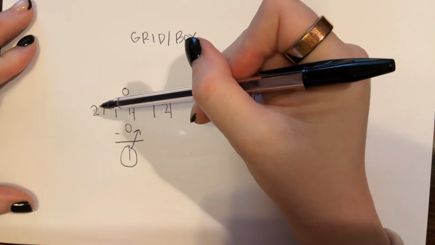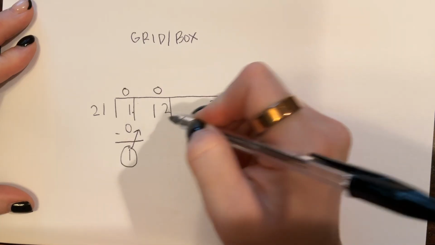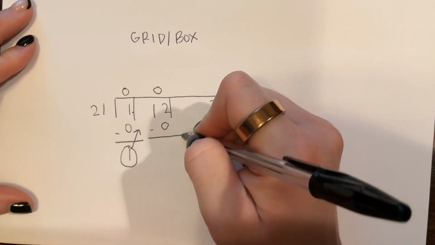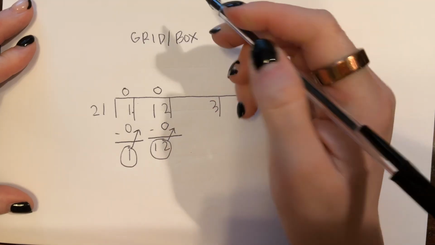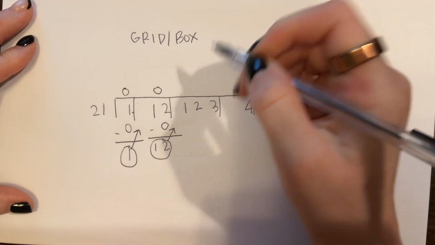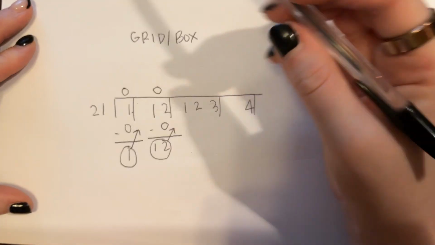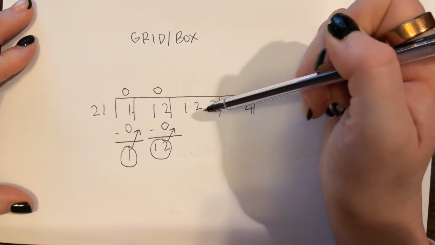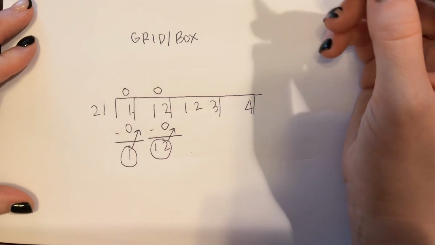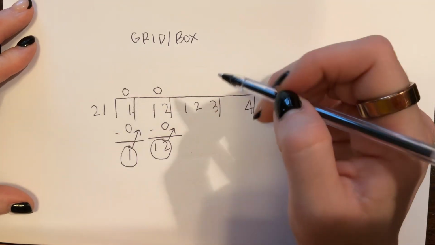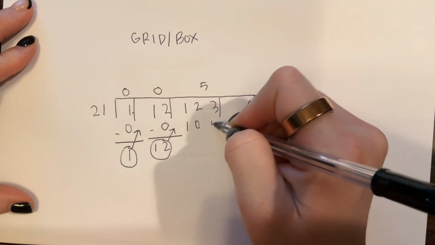Now we're going to be looking at how many times 21 can go into 12. Well, it can't, so we're going to put a 0 here, put a 0 here, and then we're going to go ahead and minus that. Now we're going to take this remainder, and we're going to plug it into this box. And now we have 123. This might start to look a little bit familiar from our previous methods. So now we're going to look at 21 and how many times it can go into 123. Well, we know from our previous methods that 21 can go into 123 5 times, which is 105.